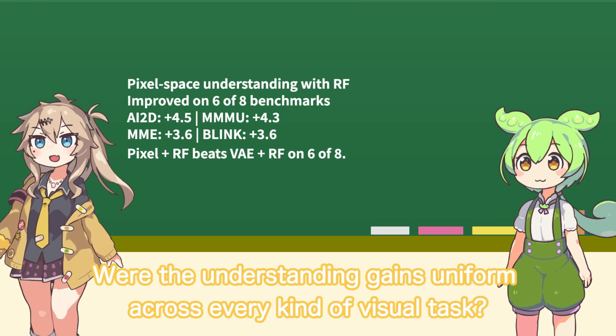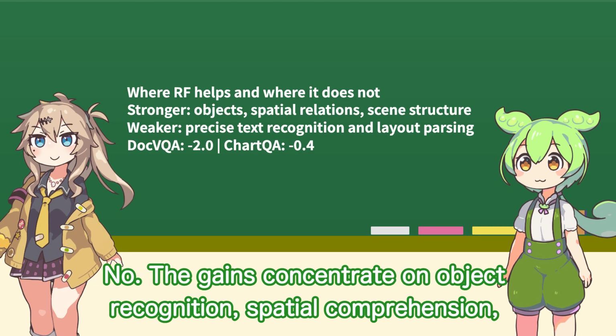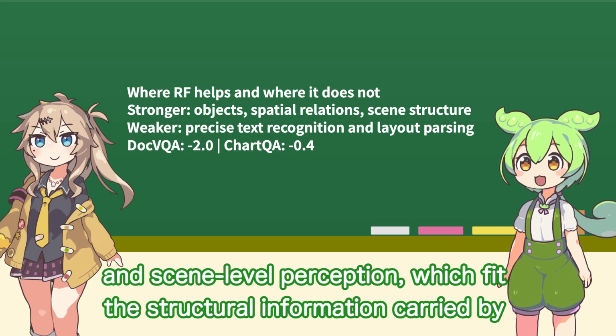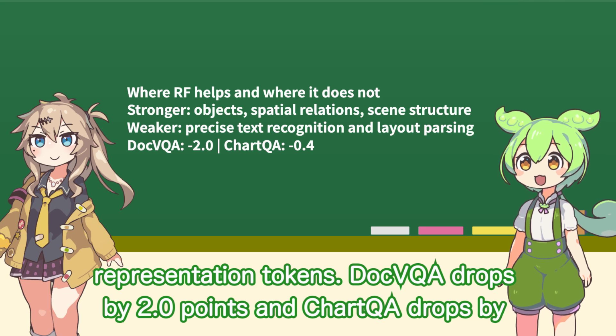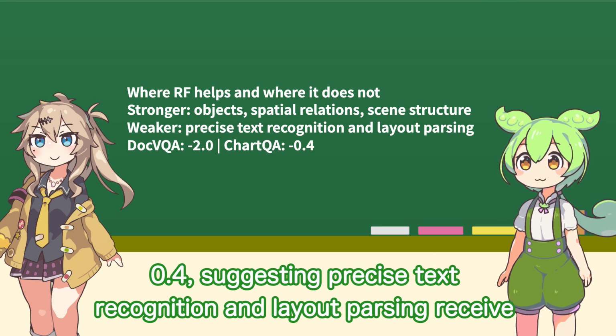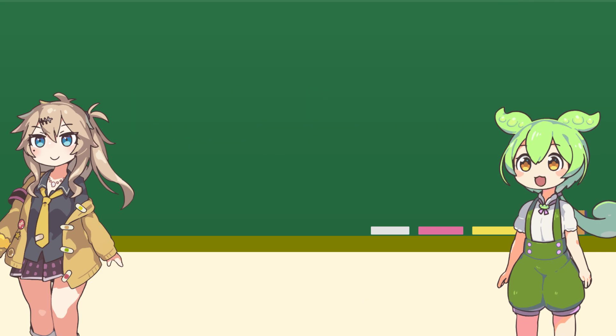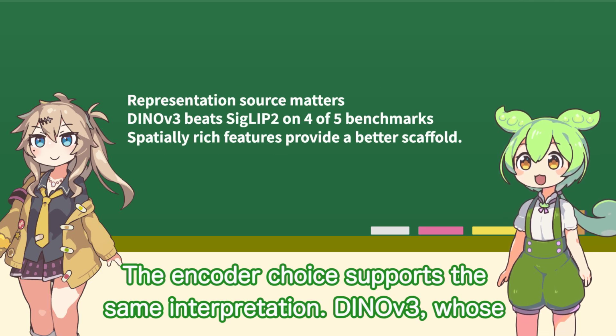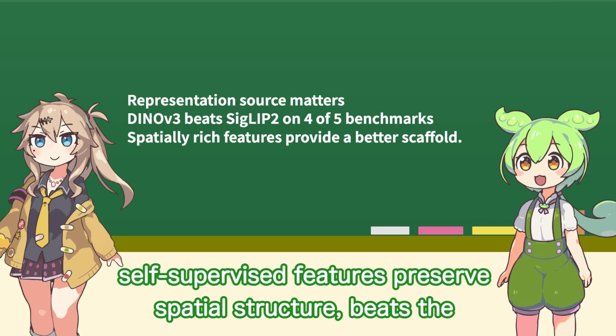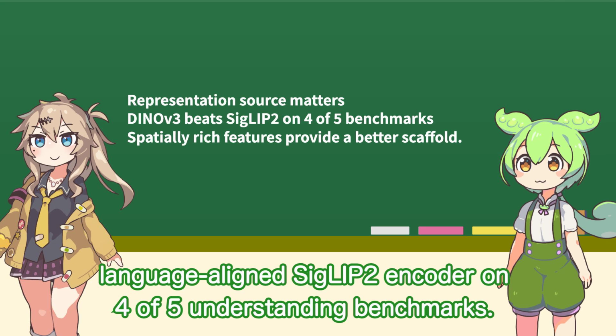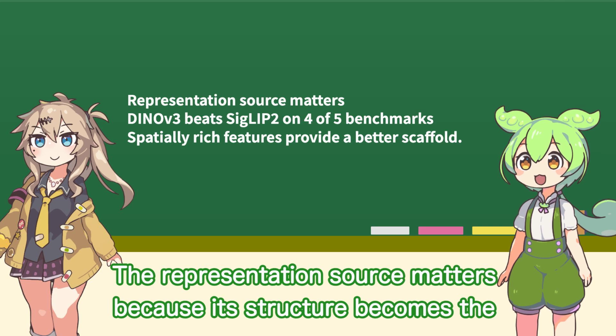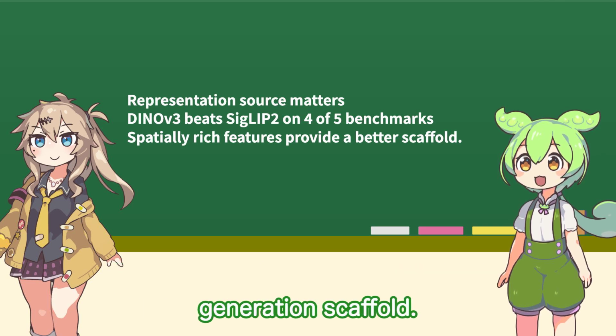Were the understanding gains uniform across every kind of visual task? No, the gains concentrate on object recognition, spatial comprehension, and scene-level perception, which fit the structural information carried by representation tokens. DocVQA drops by 2 points and ChartQA drops by 0.4, suggesting precise text recognition and layout parsing receive less benefit. The encoder choice supports the same interpretation. DINOv3, whose self-supervised features preserve spatial structure, beats the language-aligned SigLIP2 encoder on 4 of 5 understanding benchmarks. The representation matters because its structure becomes the generation scaffold.